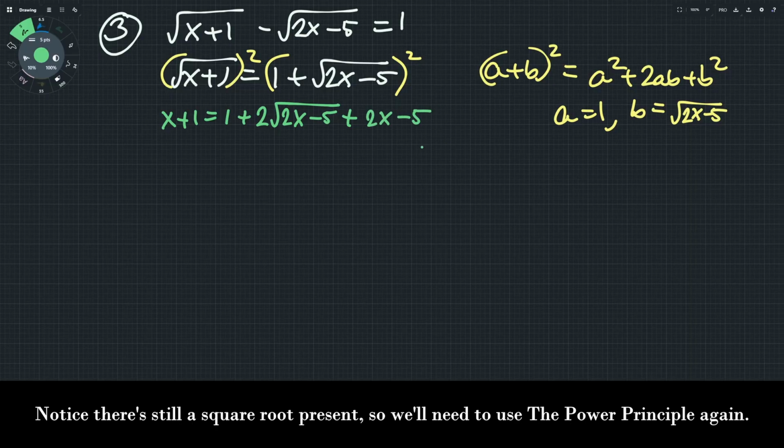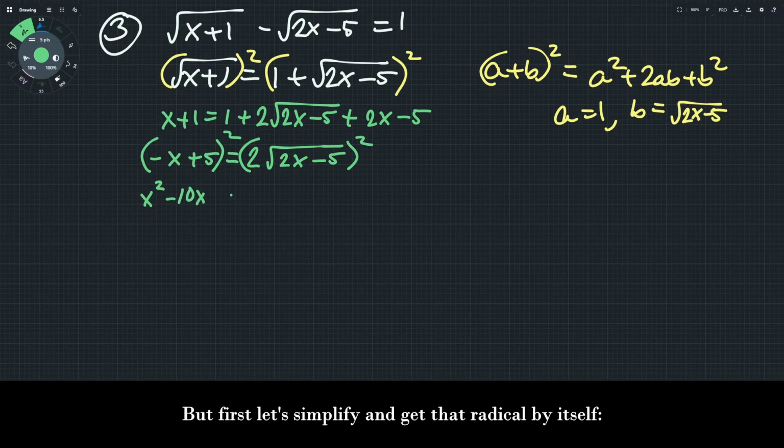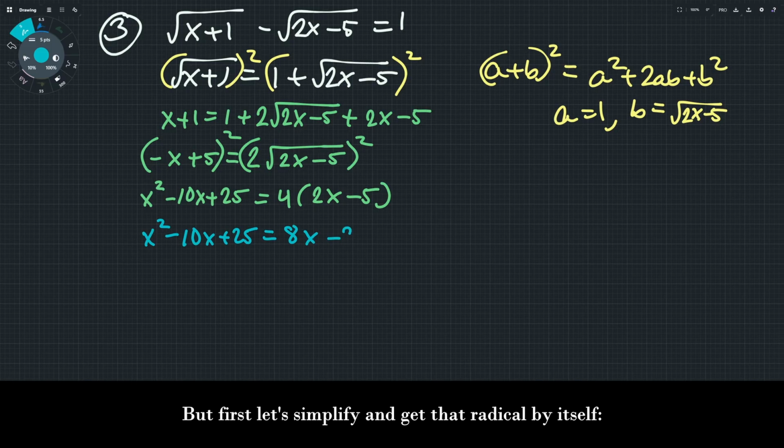Notice there's still a square root present, so we'll need to use the power principle again. But first, let's simplify and get that radical by itself. We get negative x plus 5 equals 2 times the square root of 2x minus 5. Squaring both sides, we get x squared minus 10x plus 25 equals 4 times 2x minus 5. Simplifying a little bit further, we get x squared minus 10x plus 25 equals 8x minus 20.